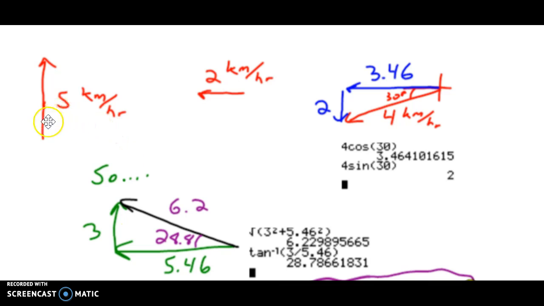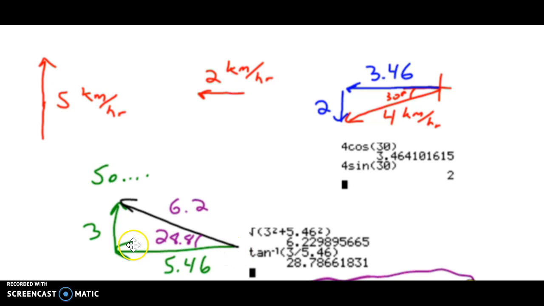North and south, let's see, we've got a 5 going north, which is canceled somewhat by the 2 going south to leave us with 3 going north. So overall, we end up going north at 3, and we go west at 5.46. And those 2 vectors we can add together like we did back in number 2 to come up with the overall vector. Notice we didn't use that 4, right? It's a common mistake to think you have to use that 4, but we're using the components instead of the 4.